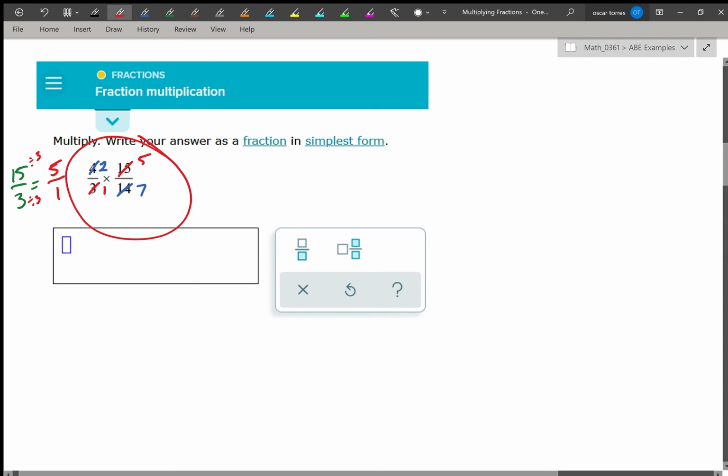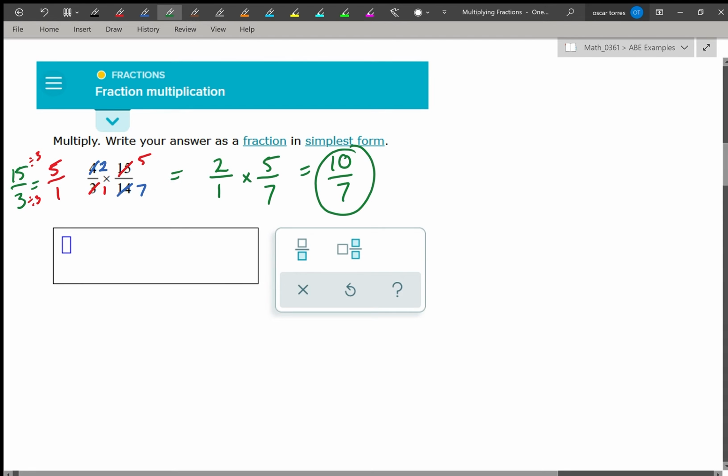So hopefully this isn't too difficult to read, but what we have at this point in the problem is 2 over 1 times 5 over 7. At this point we can go ahead and multiply left and right. 2 times 5 gives us 10, 1 times 7 gives us 7. And we don't need to worry about simplifying this. It's as simplified as it's going to get.